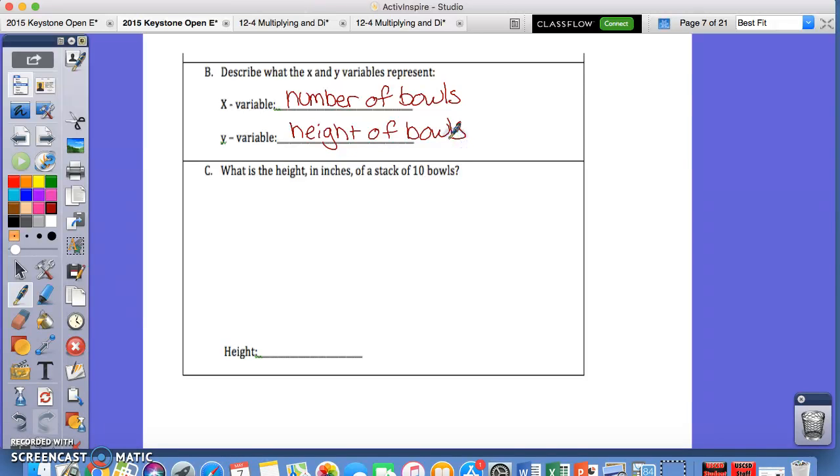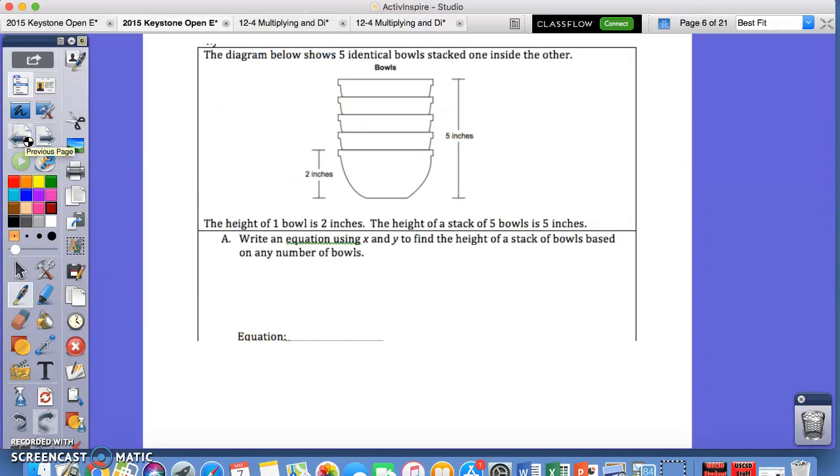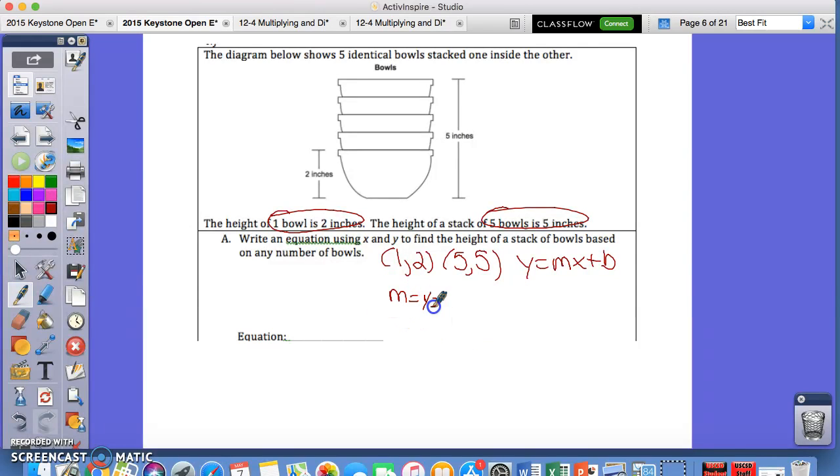So when I look back at part A, I actually know that I have 2 ordered pairs. One bowl is 2 inches, so that gives me the ordered pair 1, 2. 5 bowls is 5 inches, so that's the ordered pair 5, 5. So if I'm going to write an equation, I first need to find the slope, because every equation is y equals mx plus b. Remember, to find your slope, it's m equals y sub 2 minus y sub 1 over x sub 2 minus x sub 1.